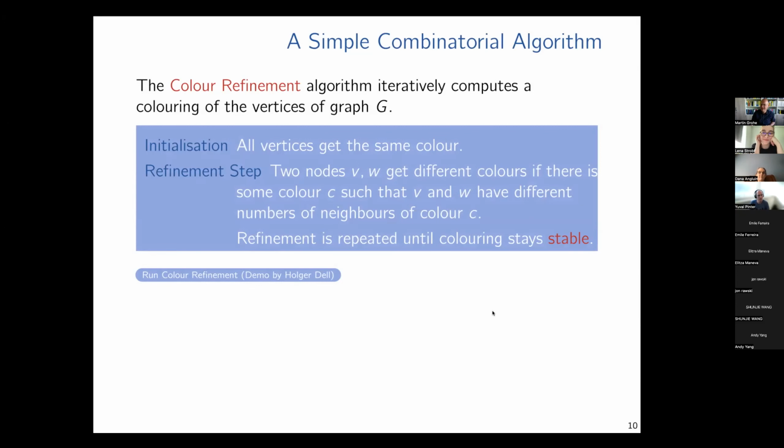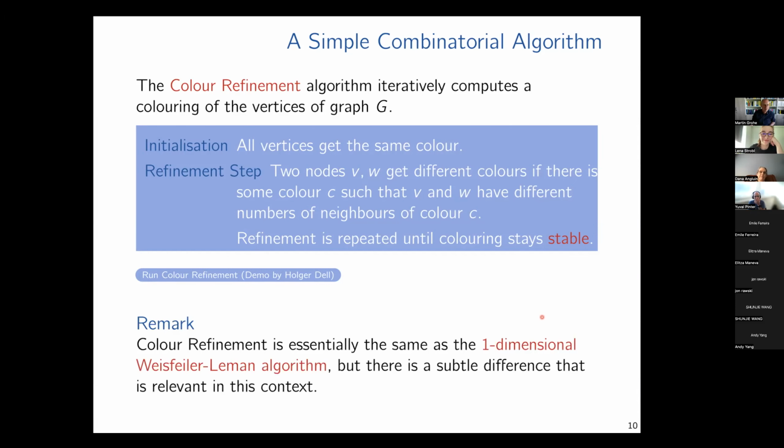Okay, so we're back at the slides. Everyone with me? Okay, this is color refinement. Now, color refinement is essentially the same as the one-dimensional Weisfeiler-Lehmann algorithm. We'll also talk about higher-dimensional Weisfeiler-Lehmann algorithms in a minute. There's a small difference that is often ignored, but is relevant in this context. Basically, one-dimensional Weisfeiler-Lehmann would also count non-neighbors of each color. And that may make a difference, for example, if the graphs have different sizes.